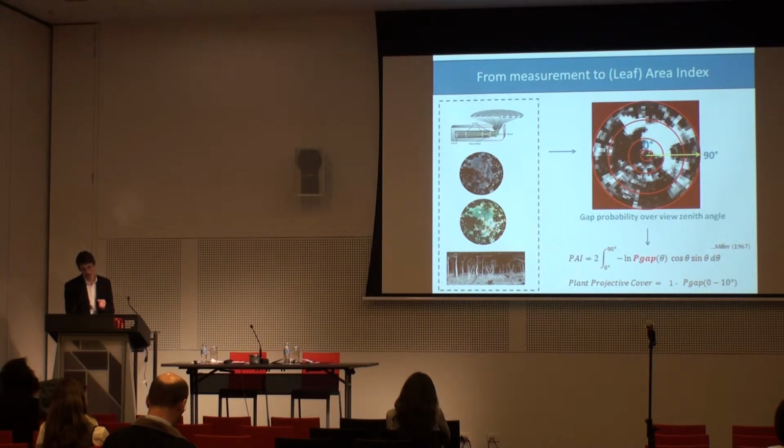But here I've said PAI, which is plant area index, where unless you distinguish between the foliage components and non-foliage components of your imagery, you'll be deriving plant area instead of leaf area. And plant projective cover can be derived just from using a narrow zenith width, so pretty much the vertical projection of the gap measure straight up.